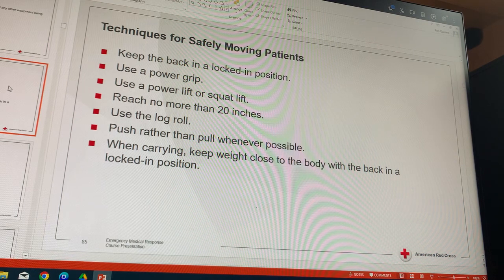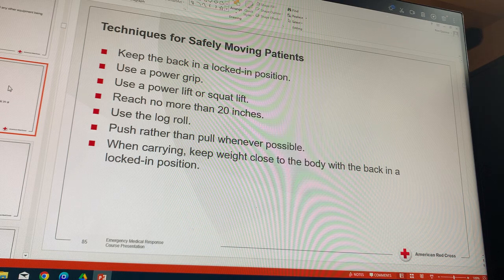Reaching. Emergency medical responders will often have to reach for equipment or patients. To minimize the risk of injury, try to reposition the object to avoid reaching and lifting. If that is not possible, reach no more than 20 inches in front of your body. When reaching, keep your back in the locked position and do not twist. Support your upper body with your free arm. When reaching overhead, do not lean back from the waist, hyperextending.